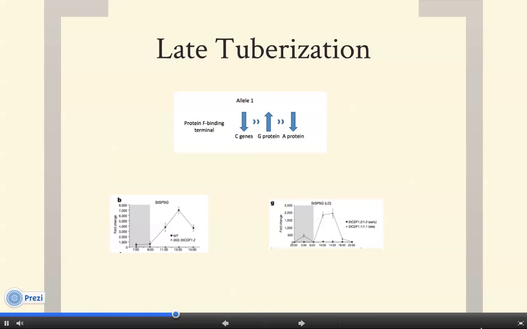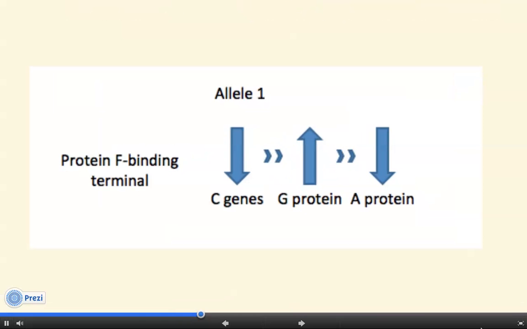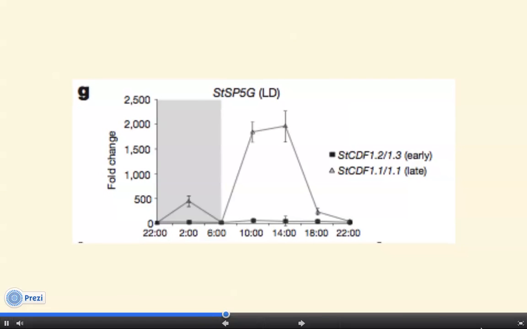So what genetic interactions delay potato tuberization to support growth in long day conditions? Allele 1 contains a binding terminal for the F protein, which destabilizes the allele. This prevents the promotion of C genes and therefore an excess of G proteins, which repress the A proteins. The y-axis represents the fold change, or presence of the protein in question, relative to the other alleles, which is directly related to tuberization. The x-axis displays the time of day, with the white area being the time frame in consideration, i.e. short or long. Finally, the title at the top indicates the protein being recorded.